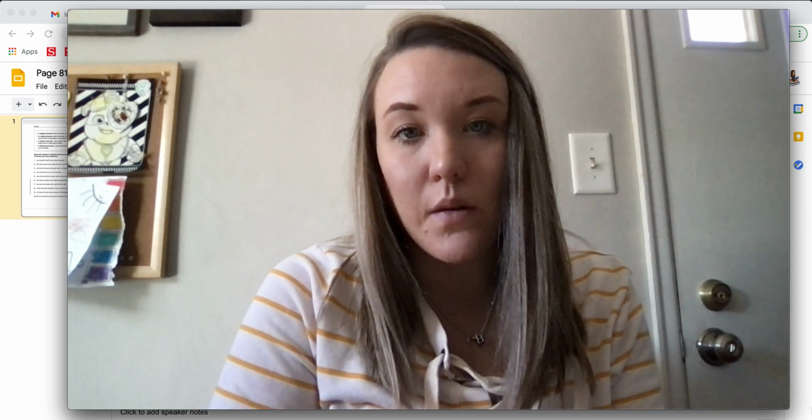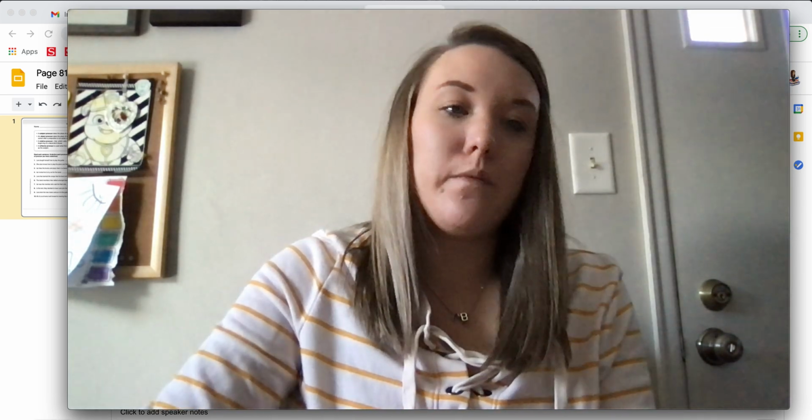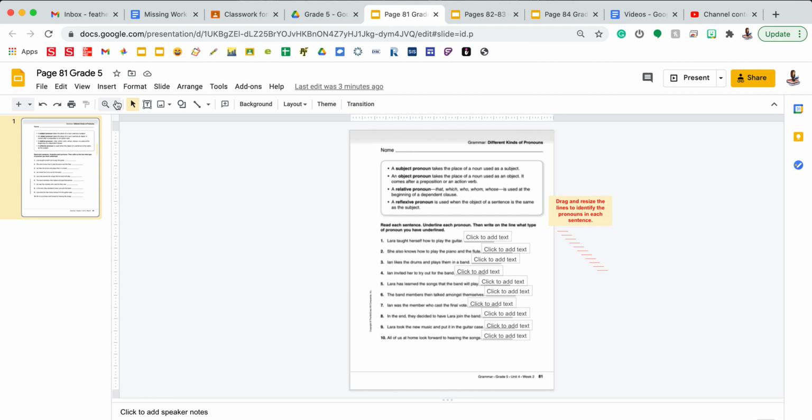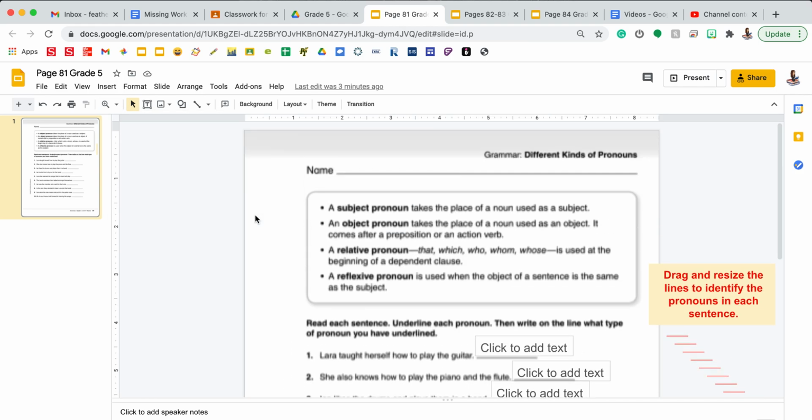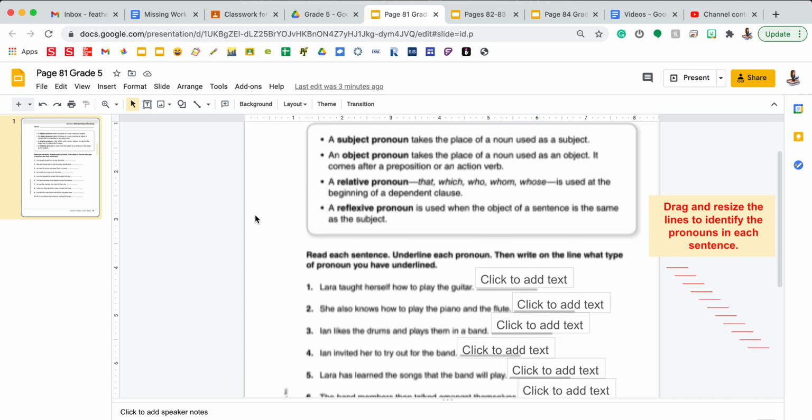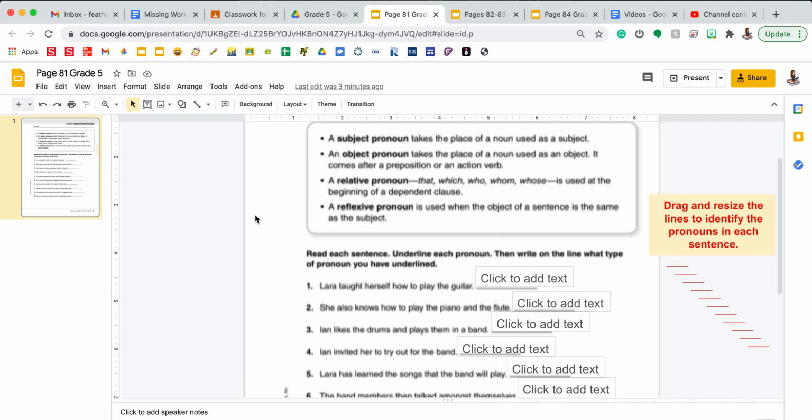This week you are assigned pages 81 to 84. Your first page is page 81, and we are looking at different types of pronouns. A subject pronoun takes the place of a noun and is used as the subject. An object pronoun takes the place of a noun used as an object. It comes after a preposition or an action verb.